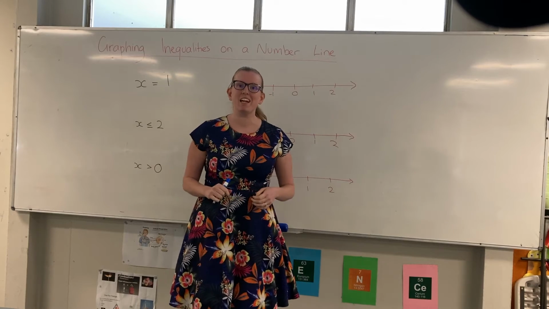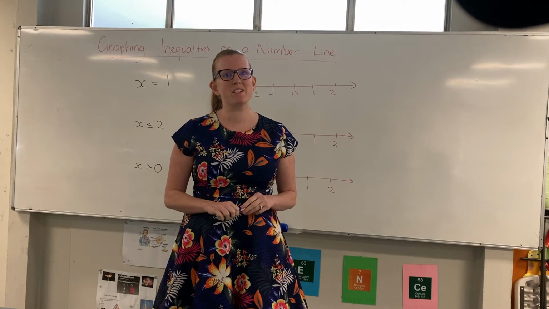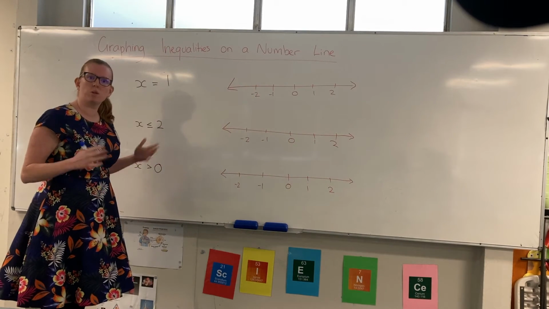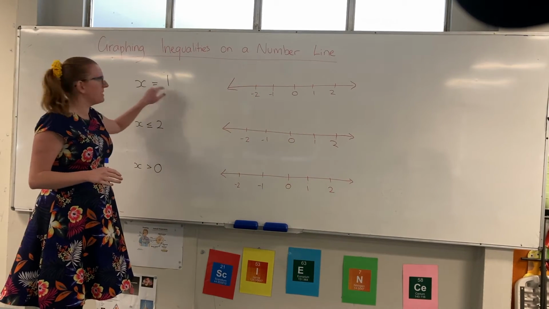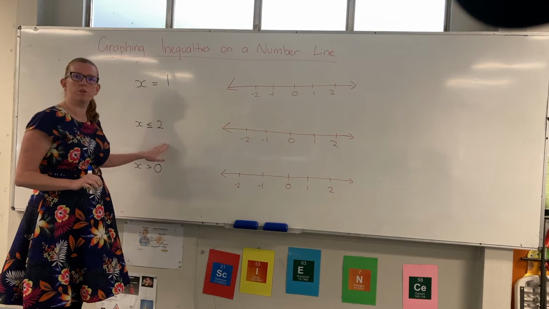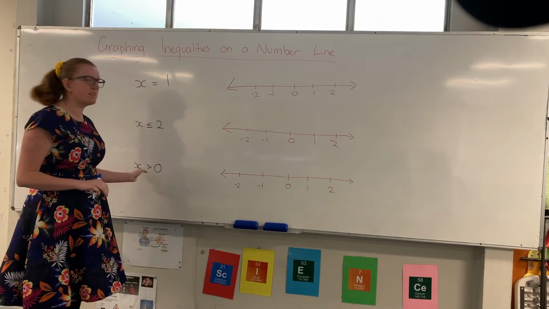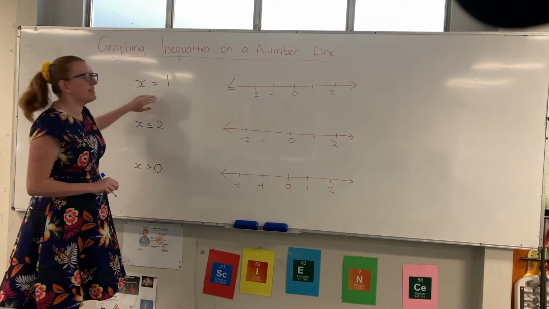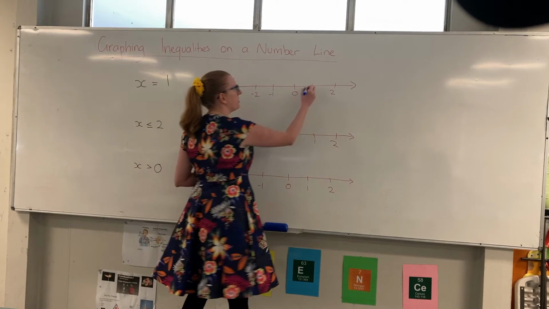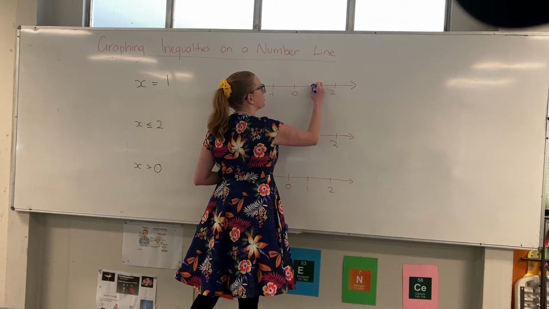So today I want to look at how we go about graphing inequalities on a number line. So here I've got three solutions to equations. One says x equals 1, the next one says x is less than or equal to 2, and here we've got x is greater than 0. So let's start off with graphing the easiest one. So it says x equals 1. So all I'm going to do is put a coloured in circle on the number 1.